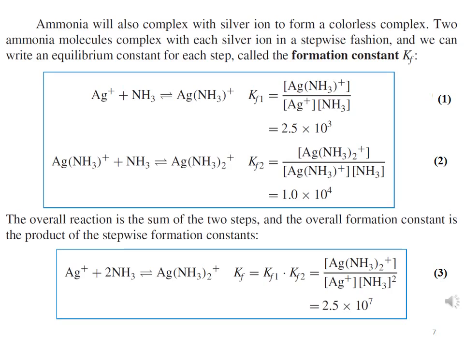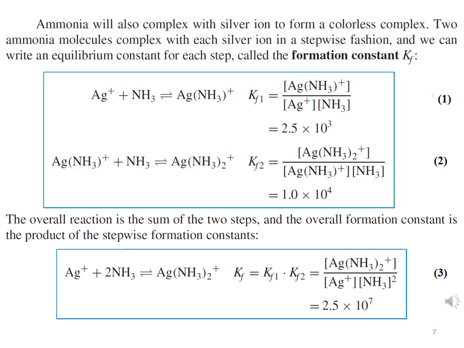as product over reactants. This formation constant for silver and one ammonia molecule will be 2.5 10 raised to power 3, and then this will further react with another ammonia molecule, and the formation constant will be Kf2 for the second step, again product over reactants, and the value is 1 10 raised to power 4 for the diammine silver complex.